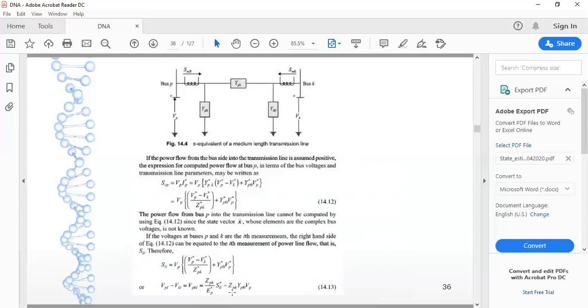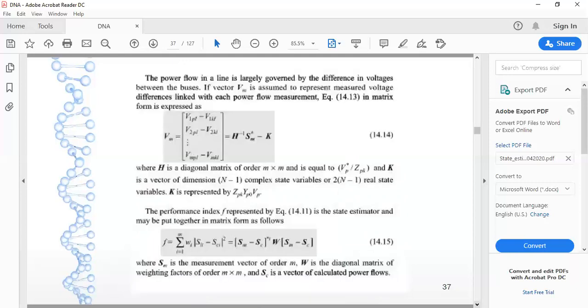Now what is K? K is nothing but the difference of a product of impedance and the shunt admittance. Over here we can easily derive that the H diagonal matrix is Vp conjugate Zp, where K is of n minus 1 dimension, and that is Zpk Ypk into Vp, Yp0 into Vp. If we substitute this, then this is my measured and this is my calculated power.